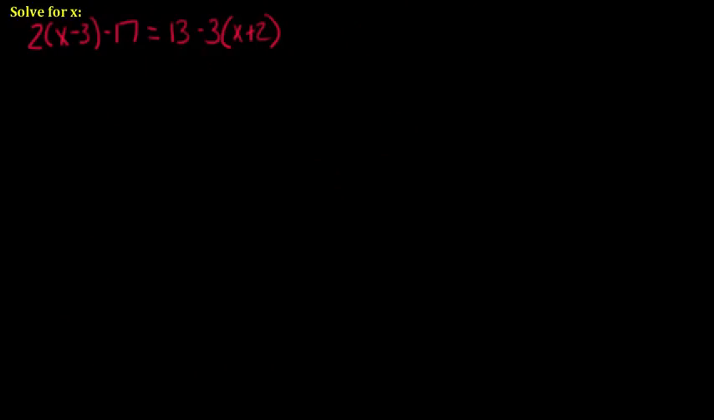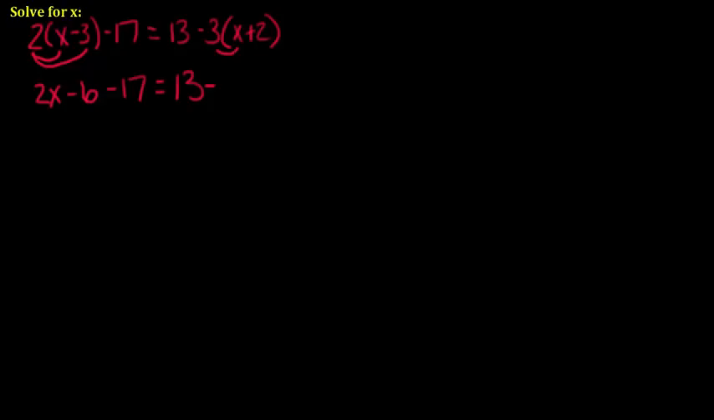The first step is to simplify on each side by removing the grouping symbols and combining like terms. So we'll want to distribute first. So 2 times x and 2 times negative 3. So we have 2 times x is 2x. 2 times negative 3 is negative 6. And we'll bring down this. Minus 17 is equal to 13 minus, we need to distribute this one as well.